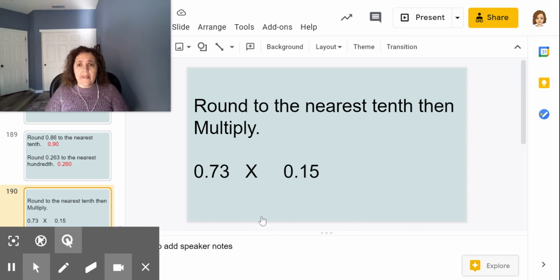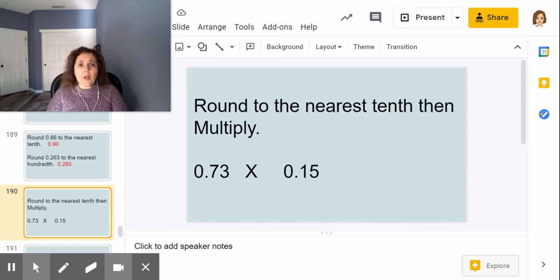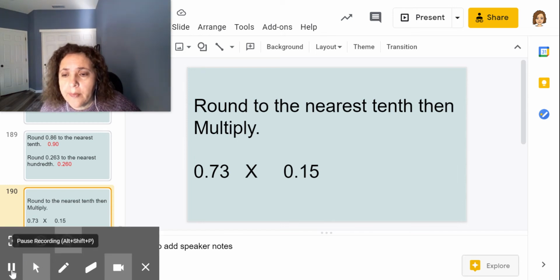Okay, so now that we got that, we're going to round them to the nearest tenth, and then we're going to multiply, to see how close we would be to the real answer. So I'm doing two things. I'm going to round them first to the nearest tenth, then I'm going to multiply, and then I'm going to find the exact answer to see how close I am. Okay, all right, so let's do that.